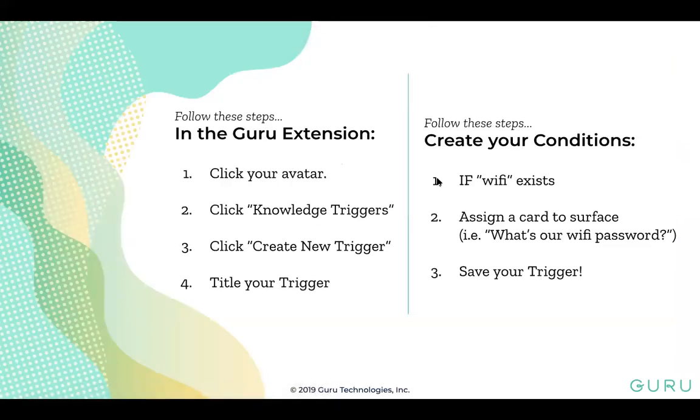Please take a moment to click your avatar in the extension, click knowledge triggers, create new trigger, and title your trigger. Now follow these steps. If Wi-Fi exists, for instance, assign a card to Surface. What's our Wi-Fi password would be our suggestion based off of the last session we did. Alternatively, you can set up a new one, whatever is appropriate for your team, so that they can immediately gain value out of you attending these learning labs. And then save your trigger.